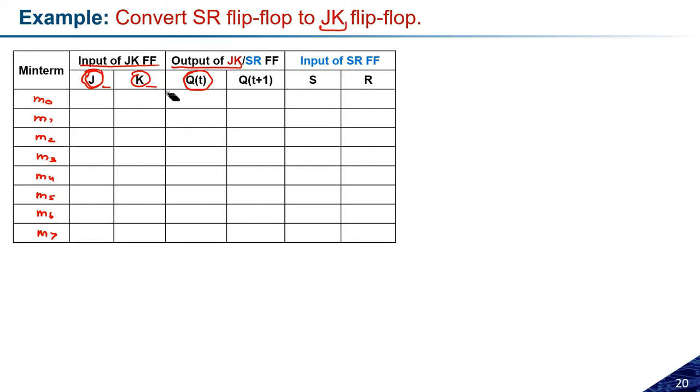Okay. So here I have two inputs and one QT. So in total, I know we have 8 minterms. So if I have 8 minterms, I need to make the table in a way like 0, 0, 0. So J and K is 0 and QT can be 0. J and K is 0 and QT can be 1. And so on.